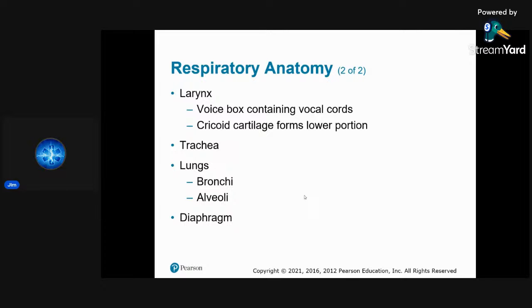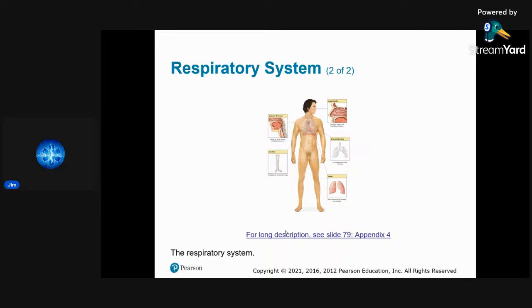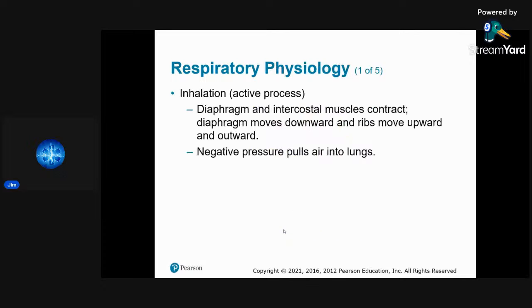Then we go into the trachea. The trachea is the long tube that goes from the larynx to the lungs. Once we reach the lungs, it splits into bronchi. It'll split into smaller bronchi called bronchioles. And then we go all the way down to the little air sacs called alveoli. Our diaphragm muscle is what controls our respiratory or our breathing. Here's a nice picture of your respiratory system.